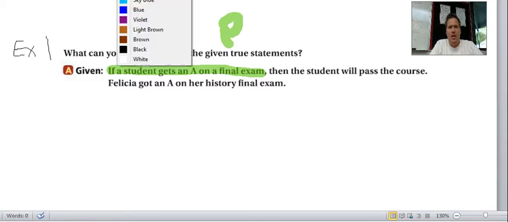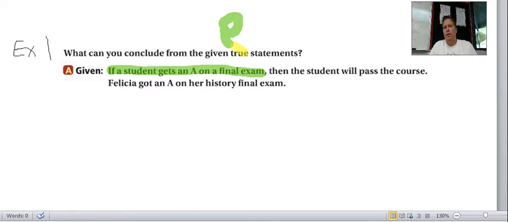And then we have our conclusion right here, which says then the student will pass the course. So this is our Q. So we have our hypothesis and our Q. Remember, the law of detachment says that if our hypothesis is true, then our conclusion is true, even separated as they are. So we can conclude that if Felicia got an A on her history exam, then what will happen?